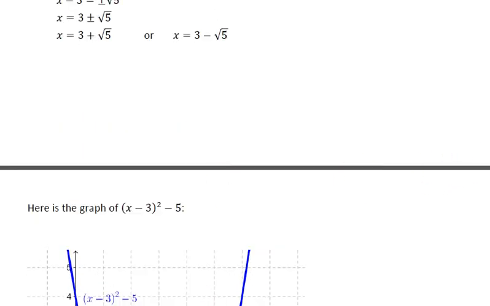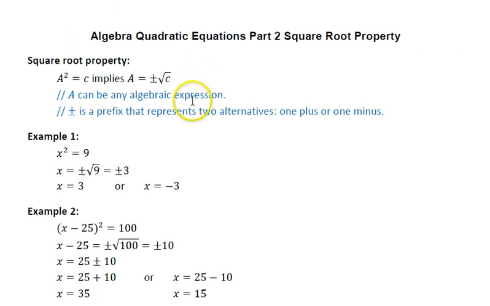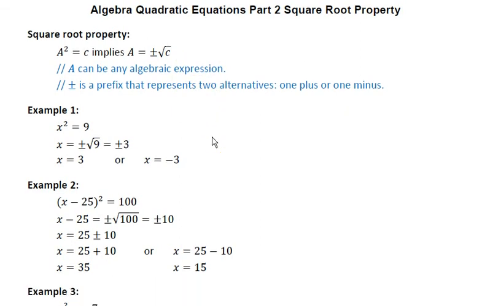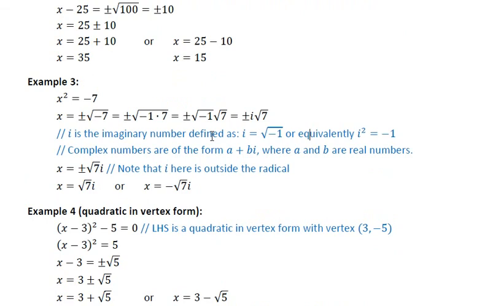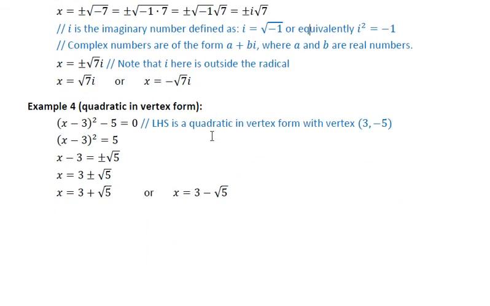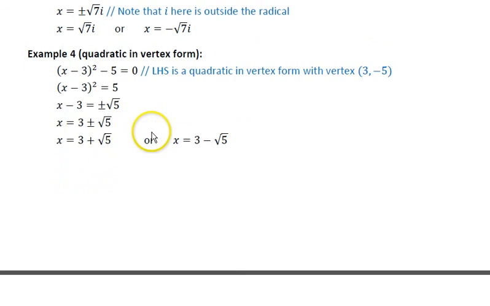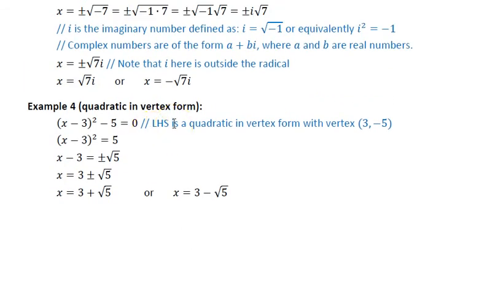So we see here that for certain types of quadratic equations, using the square root property makes it very simple to find the solutions, and in particular when a quadratic is in vertex form, it's a very simple way to find the solutions.